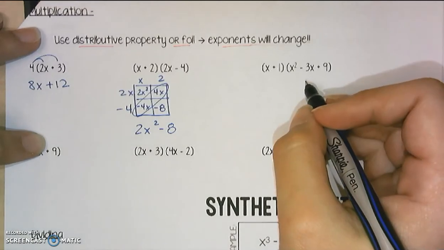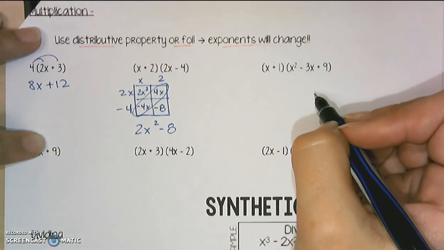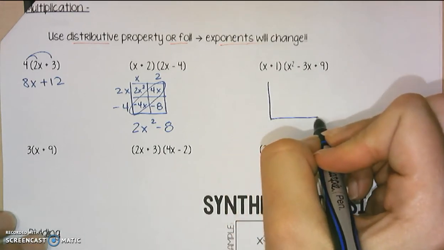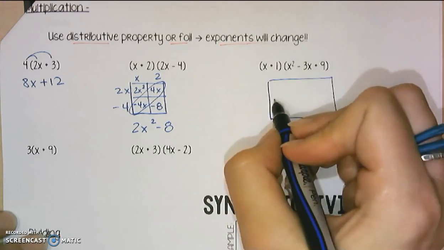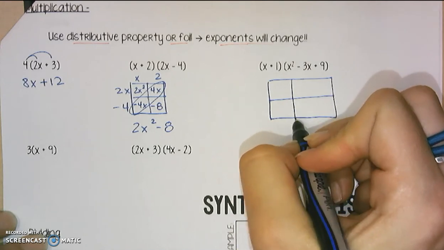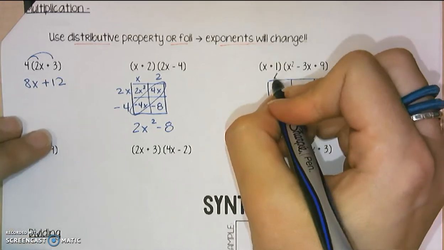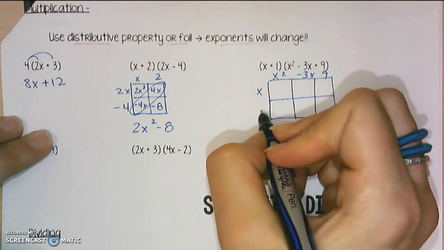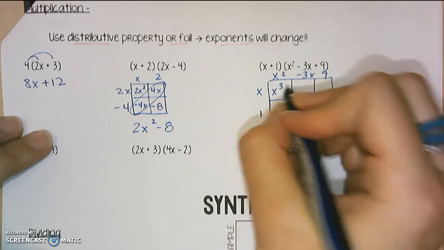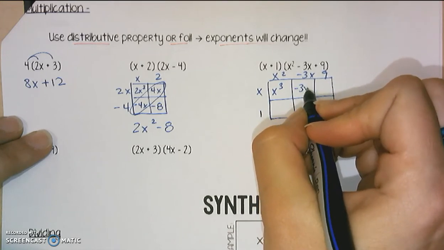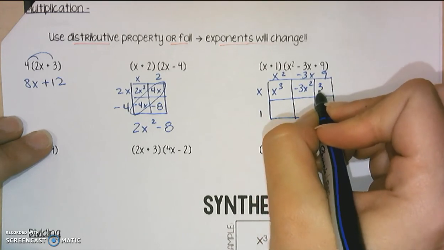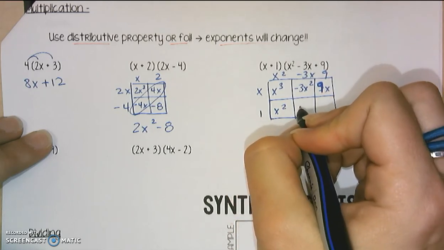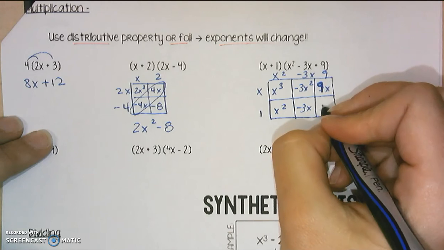All right, and then sometimes it'll be a little bit longer, but you do the same thing here. So this is distributive property. We can do box method as well. So this is going to be 2, and this one's going to be 3, because I have 3 terms in this one. So x squared, negative 3x, and 9, and this is x and 1. So this becomes x cubed, negative 3x squared, and then 9x. This is x squared, negative 3x, and this is 9.